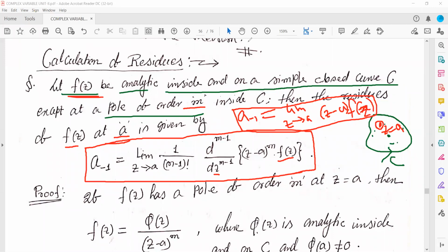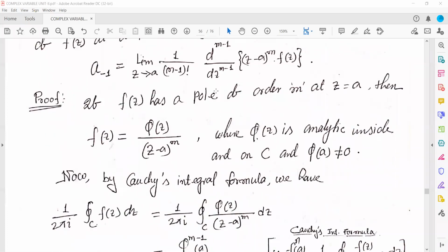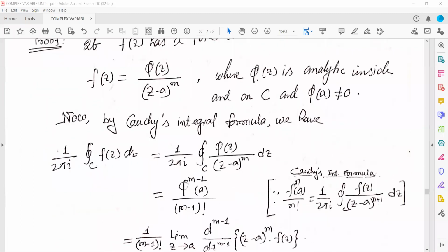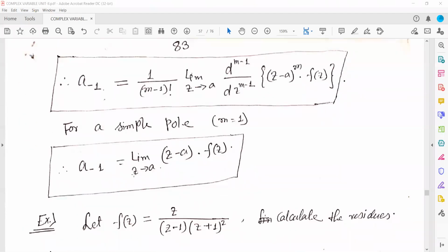So this expression you must know while calculating the residue. The proof is given; you can go through the proof. As I already told, for a simple pole, if m equals 1, this is the formula. So these two formulas: this is the general formula for calculating the residue of a pole, and this is for a simple pole. From here only we got this one, just by putting m equal to 1.